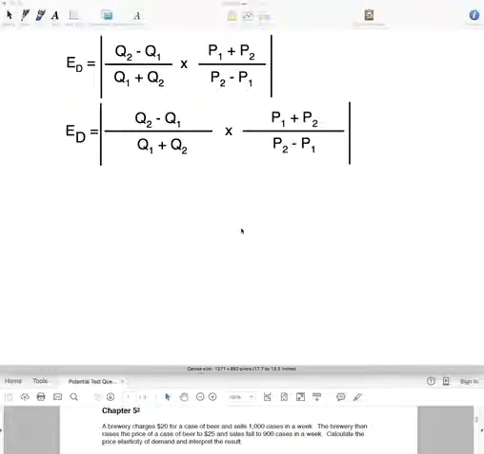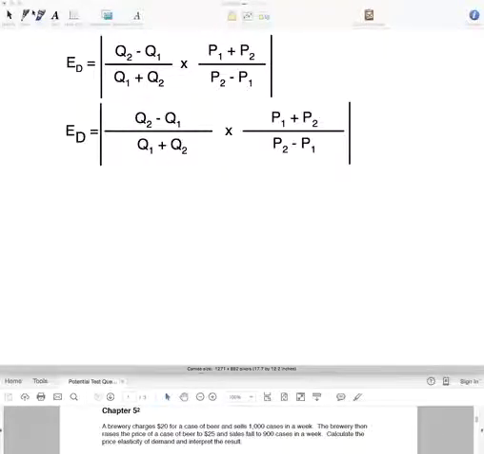A brewery charges $20 for a case of beer and sells 1,000 cases in a week. The brewery then raises the price of a case of beer to $25 and sales fall to 900 cases in a week. Calculate the price elasticity of demand and interpret the result.